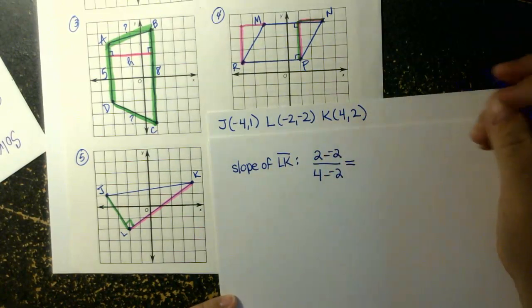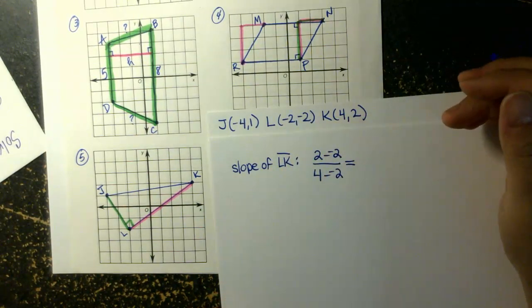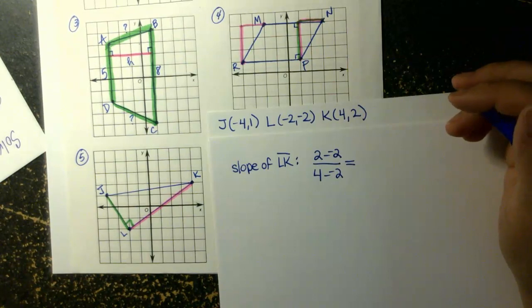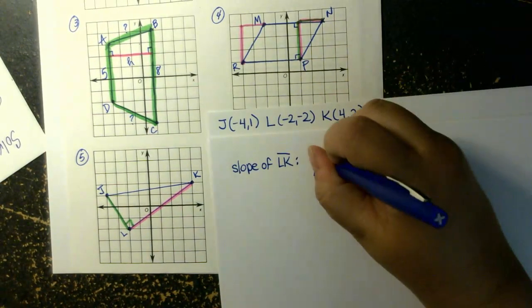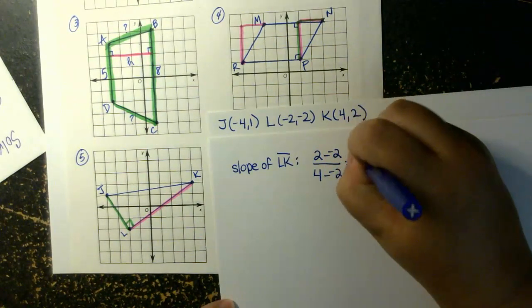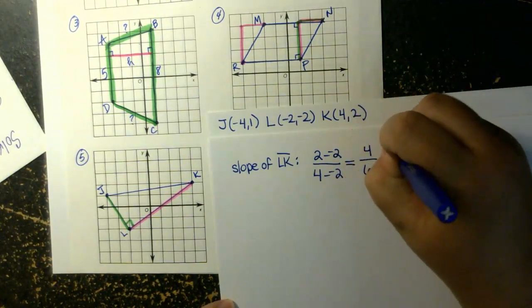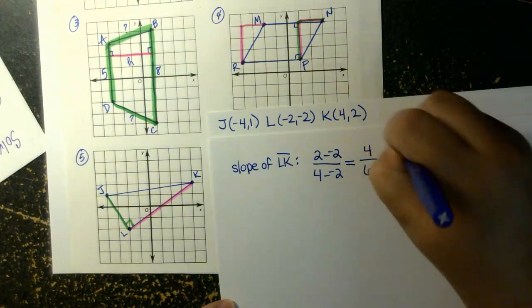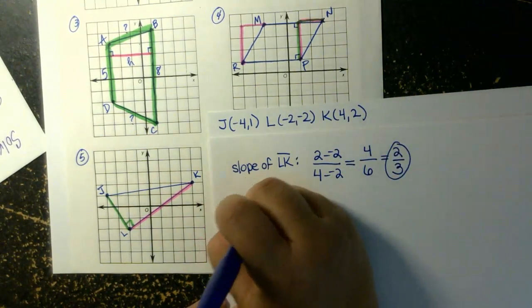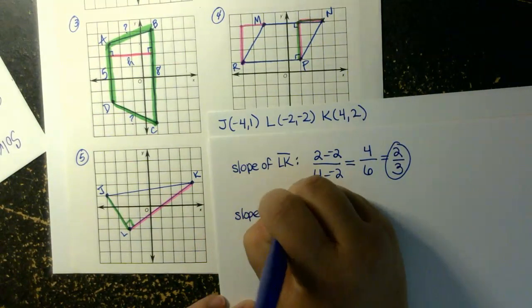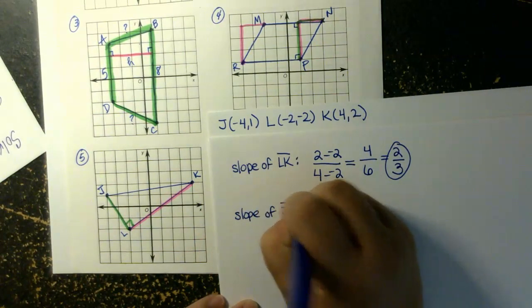That's the only thing that matters about order of subtraction with slope: as long as you do it in the same order, you're good. 2 minus -2 is 4. 4 minus -2 is 6. That's 2/3. Okay? Now let's look at the slope of JL to see if those are perpendicular so that I can use them as base and height.